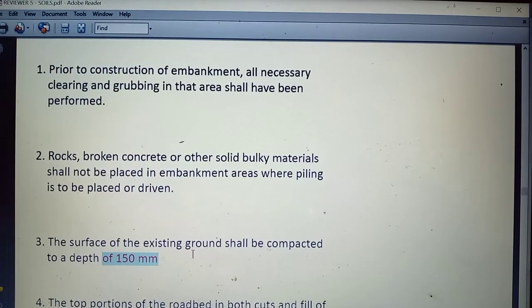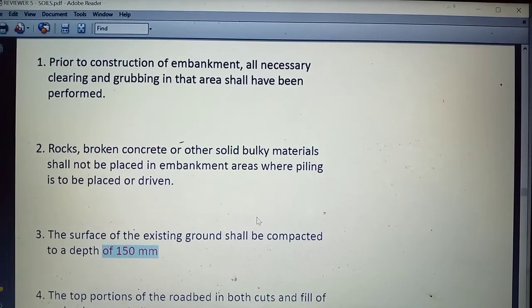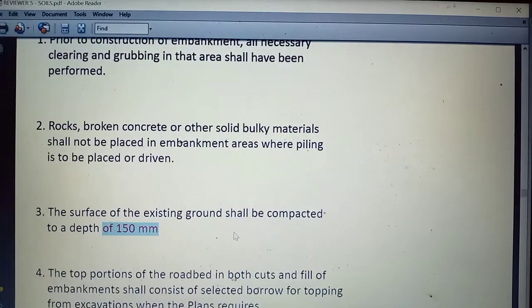So, you can actually read this one. Kayo na lang magbasa. I guess this is self-explanatory.